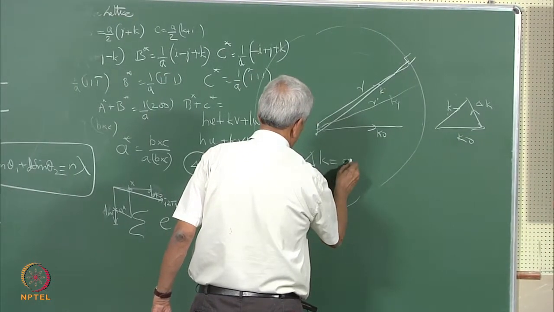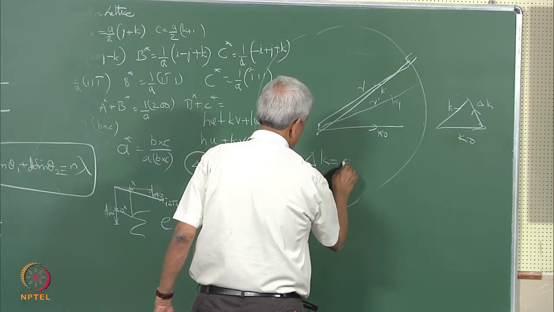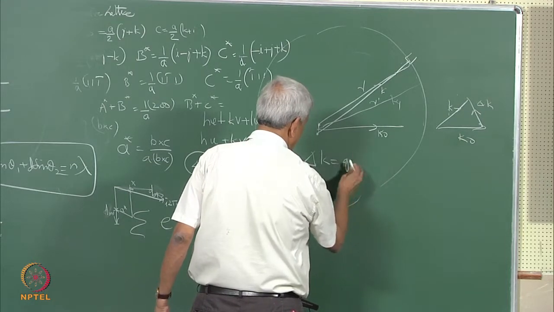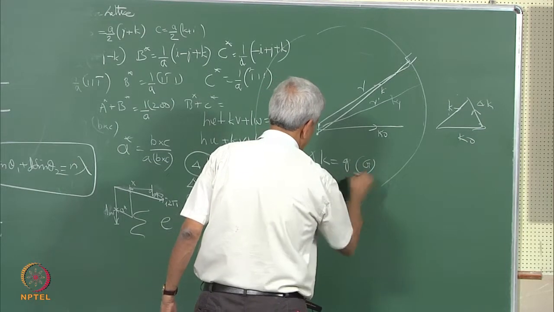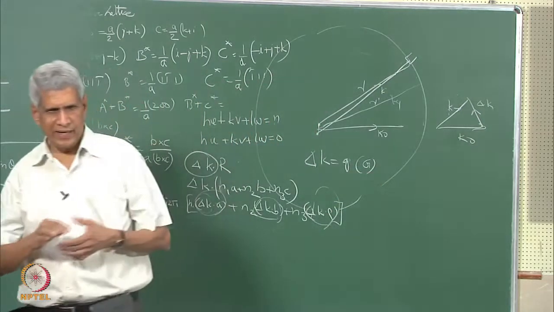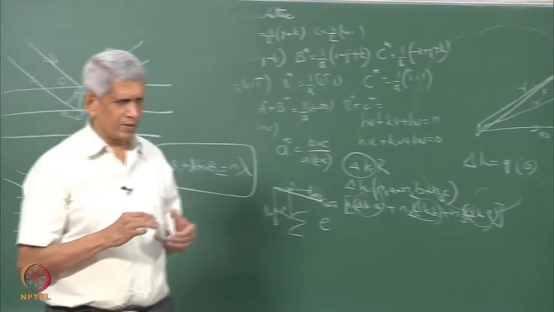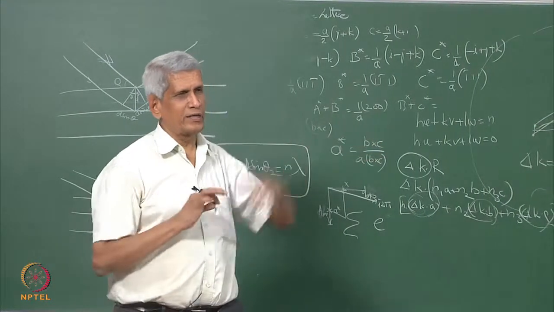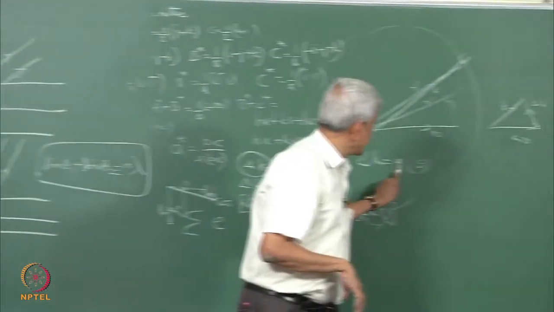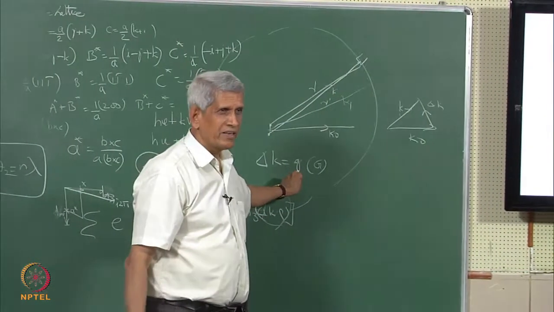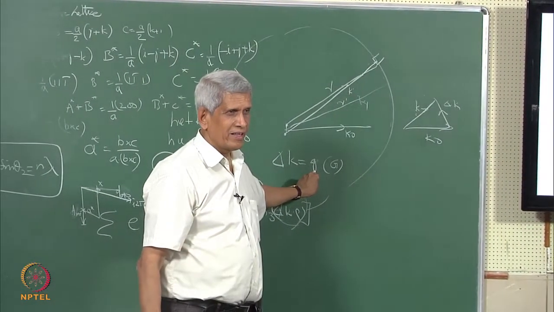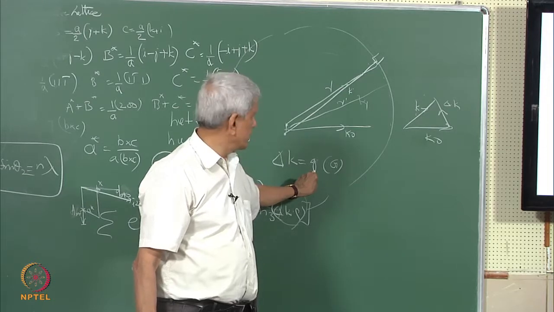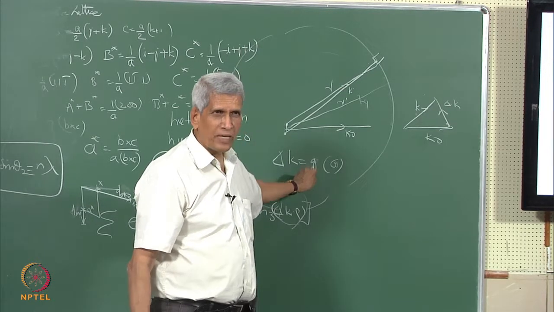that G can be written as small g, and in some places you will find G written as a capital G, that does not matter. This is actually the condition for diffraction. What does this G correspond to? This G is nothing but 1 by d, correct?